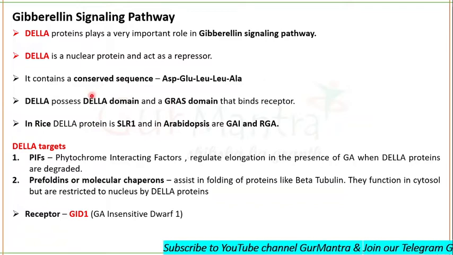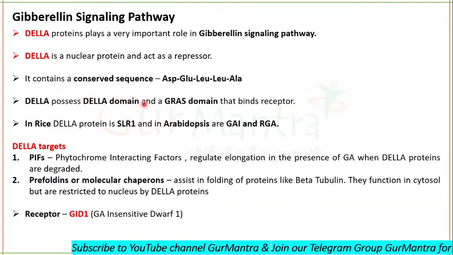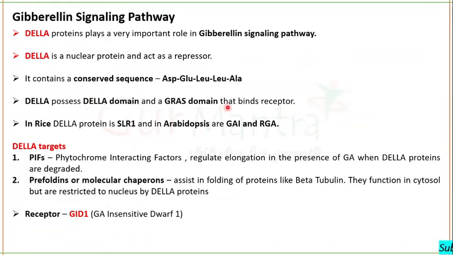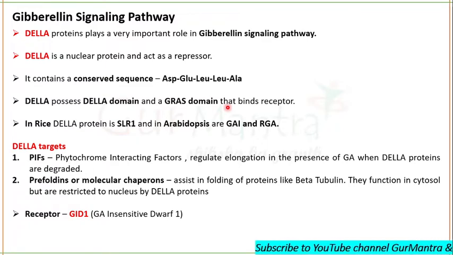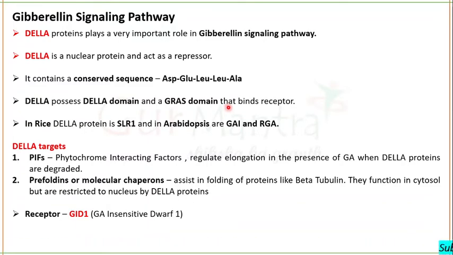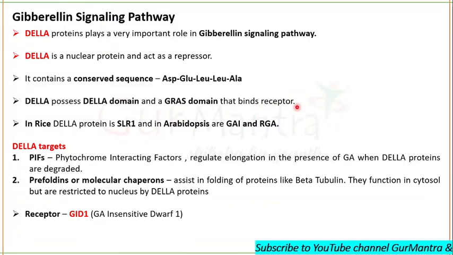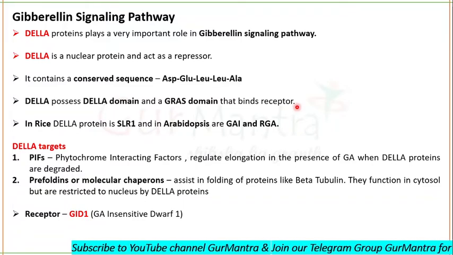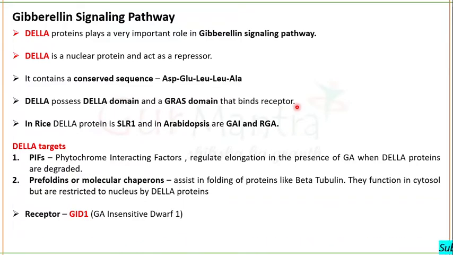DELLA protein possesses two domains. One is the DELLA domain, another one is the GRAS domain. The DELLA domain will be responsible for the inhibition of a number of functions of different factors. But the GRAS domain will bind to the receptor ligand complex. The GRAS domain of DELLA proteins binds to the receptor, or I can say the receptor ligand complex.